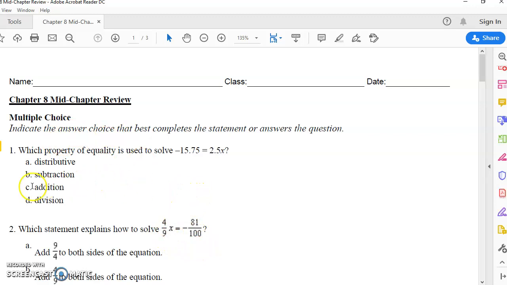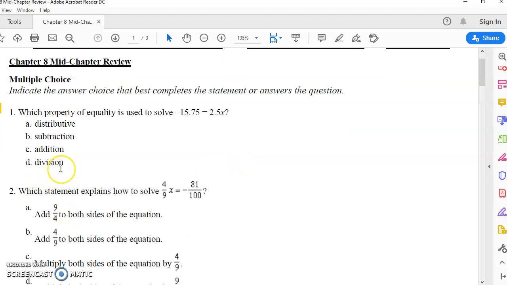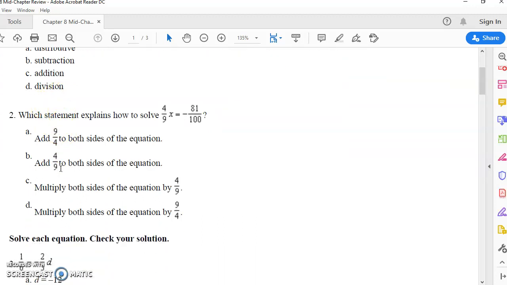And with that being said, for question number 1, it says which property of equality is used to solve this equation, which is negative 15 and 75/100 equals 2 and 5/10 x. You will use the division property of equality. So the correct answer is D for number 1.